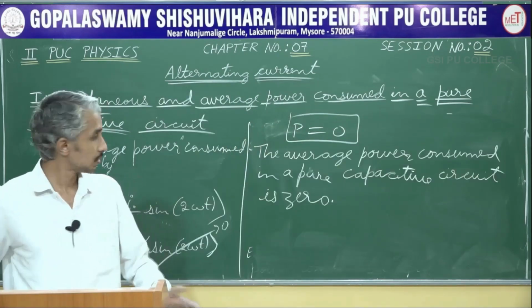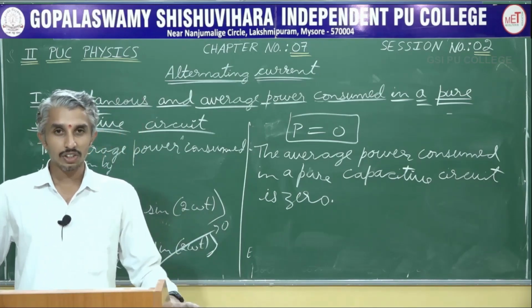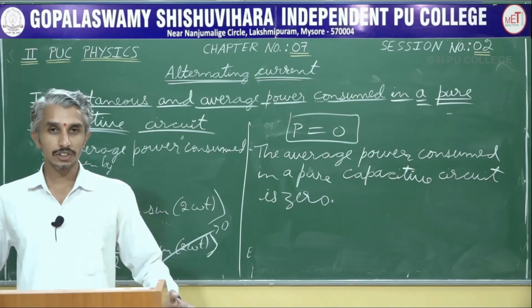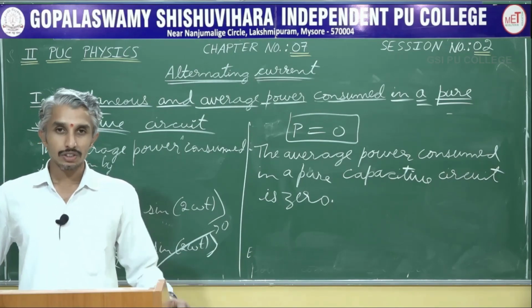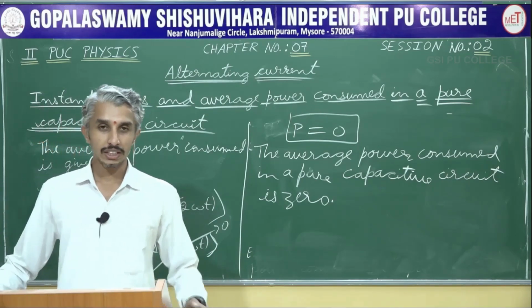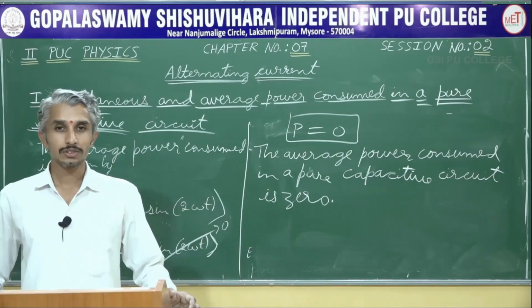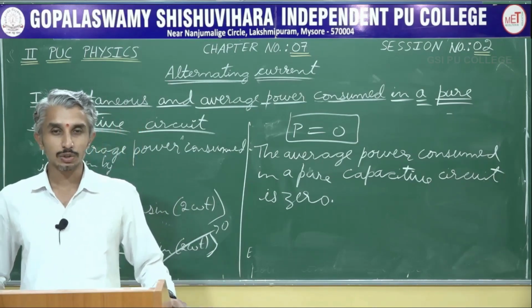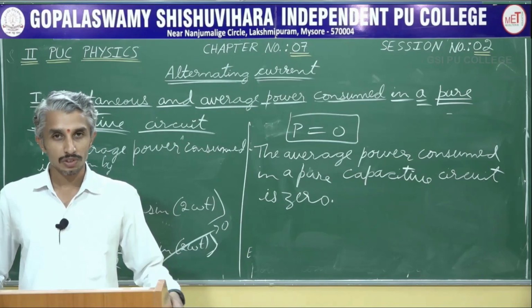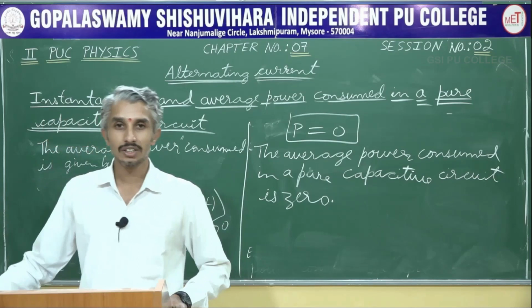So, that is it for this session. In this session we have learnt the graphical representation as well as the phasor representation of instantaneous voltage and instantaneous current in a resistive circuit, in a pure inductive circuit and in a pure capacitive circuit. Also, we have derived the instantaneous power and the average power consumed in a pure resistive circuit, in a pure inductive circuit and in a pure capacitive circuit.